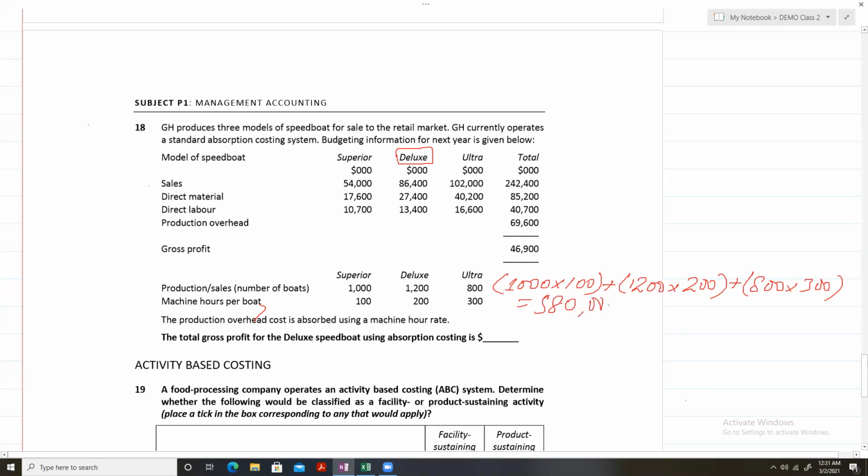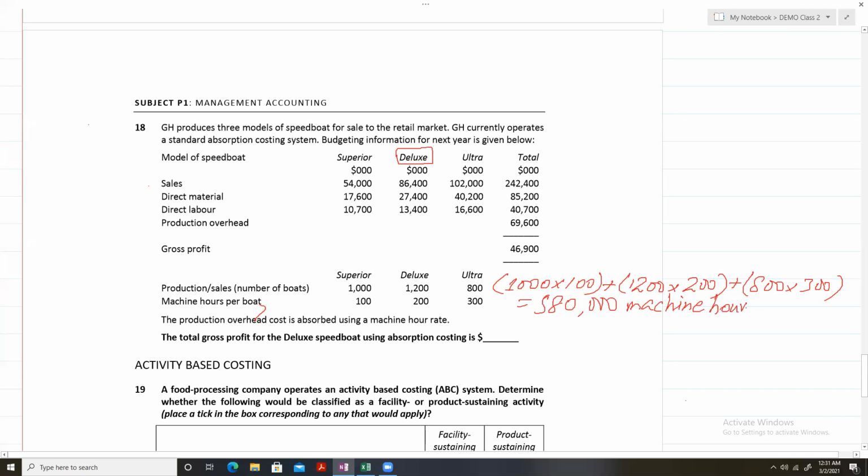364,000. No, you got it wrong. Total machine hours are 580,000. You must be making a mistake somewhere. Check and find out where you are making the mistake. Yes, nice, you calculated and found the correct answer. 580,000. Yes, these are the total machine hours.